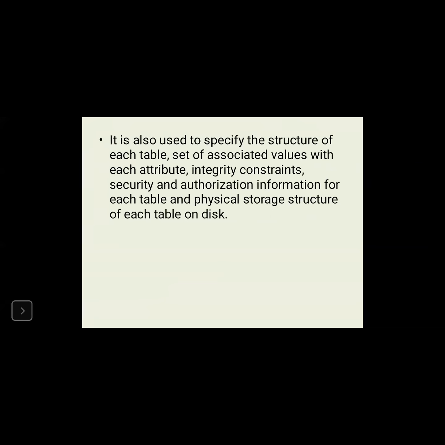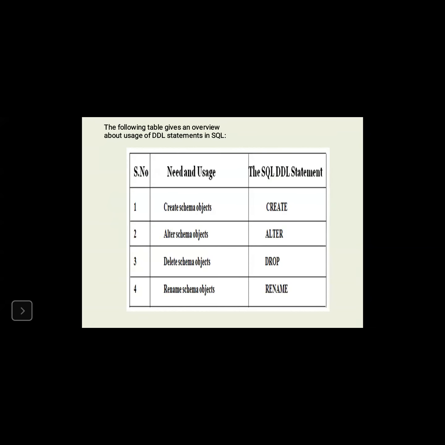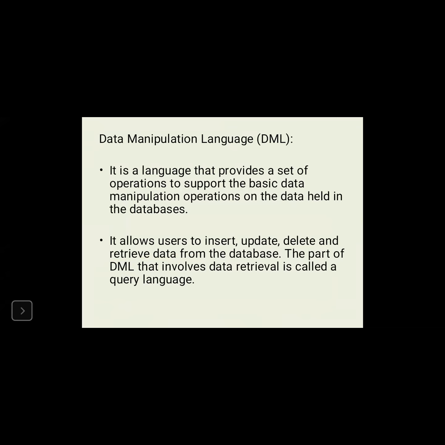So that means we are specifying the integrity constraints also. What is the purpose? Create table is used to create the schema. What is the meaning of schema? The design of the database. Alter is used to alter the schema, nothing but either adding columns to the existing table or removing columns from the existing table. And another one is delete schema, dropping the entire database, and renaming the schema. So we consider those types of commands.